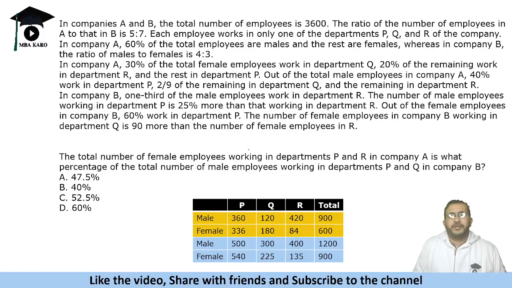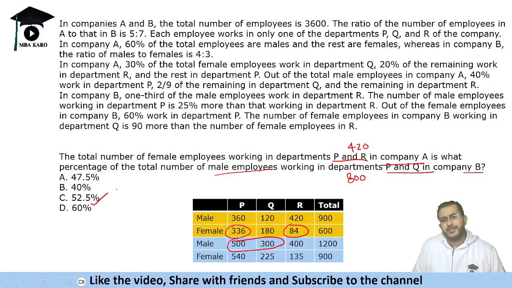The total number of female employees working in departments P and R in company A. So female employees in P and R of company A. So adding this, we will get 420. It is what percentage of the total number of male employees working in departments P and Q in company B? So P and Q in company B, male employees we need to add. So 420 by 800. So 420 by 8, 42 by 8 is 5 and 20 is 2.5. So 52.5%.